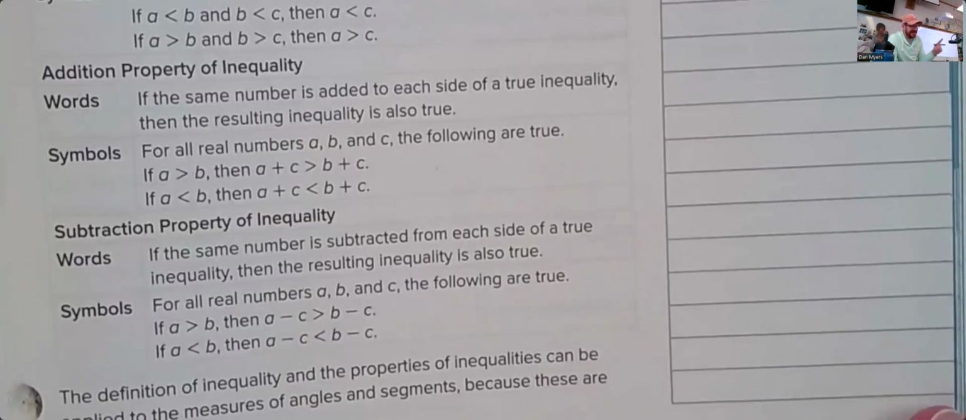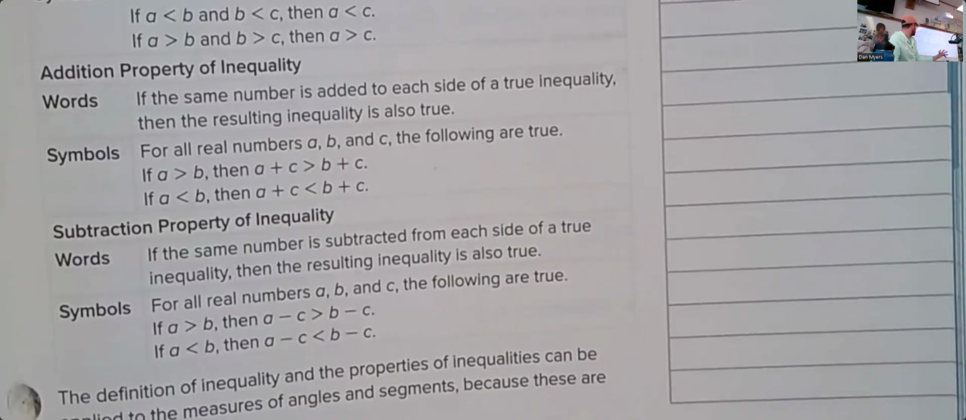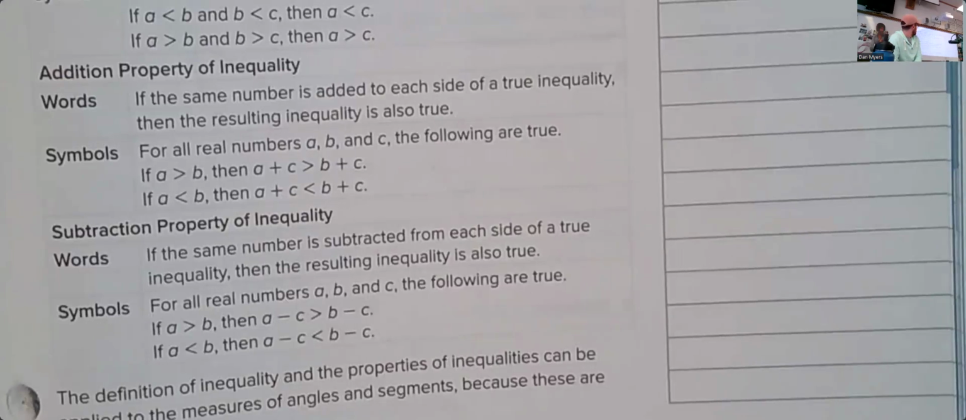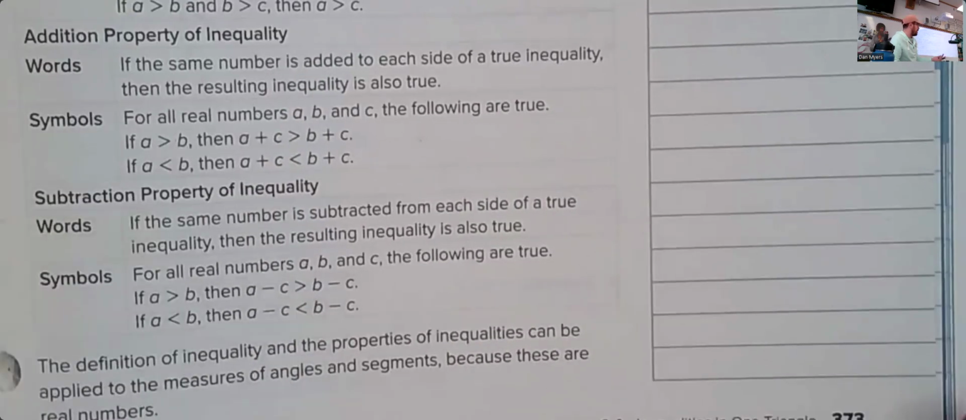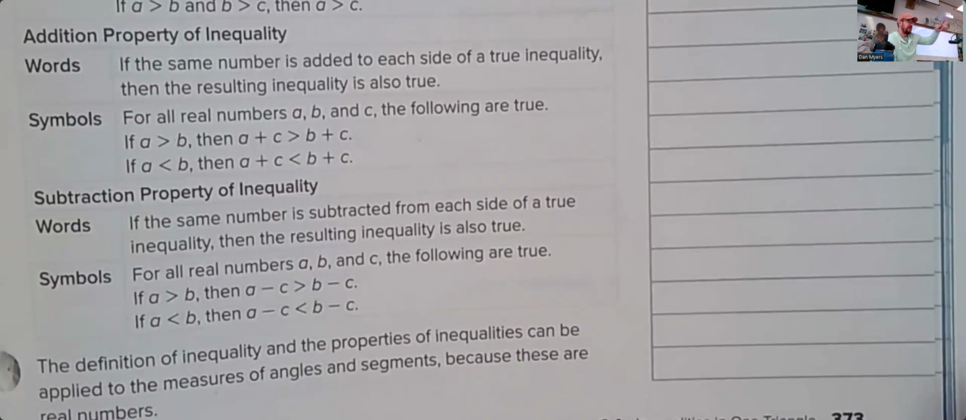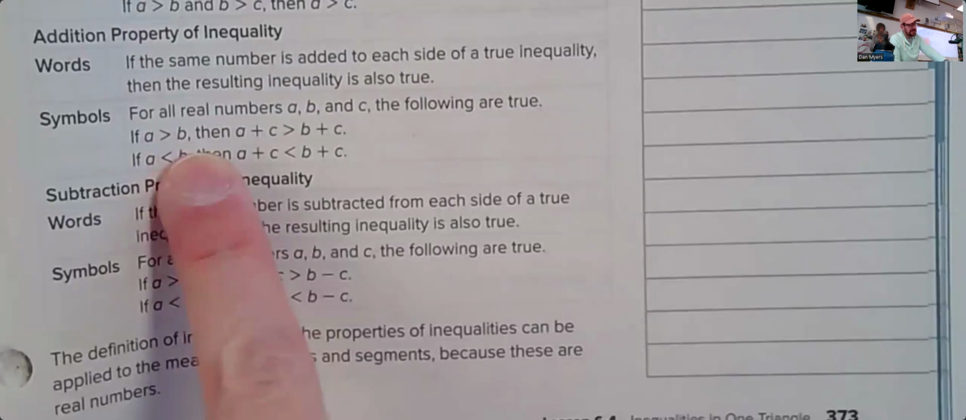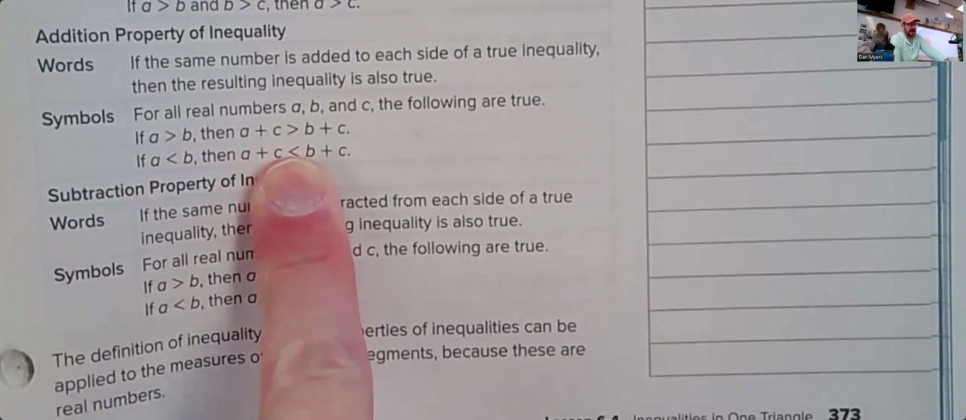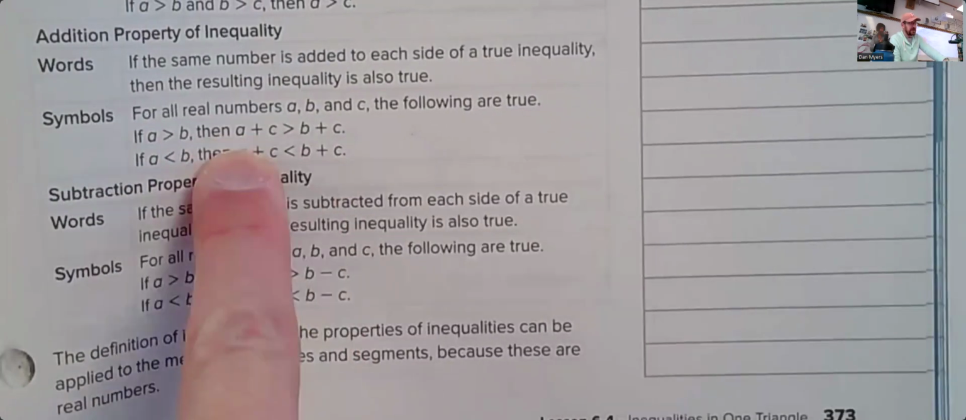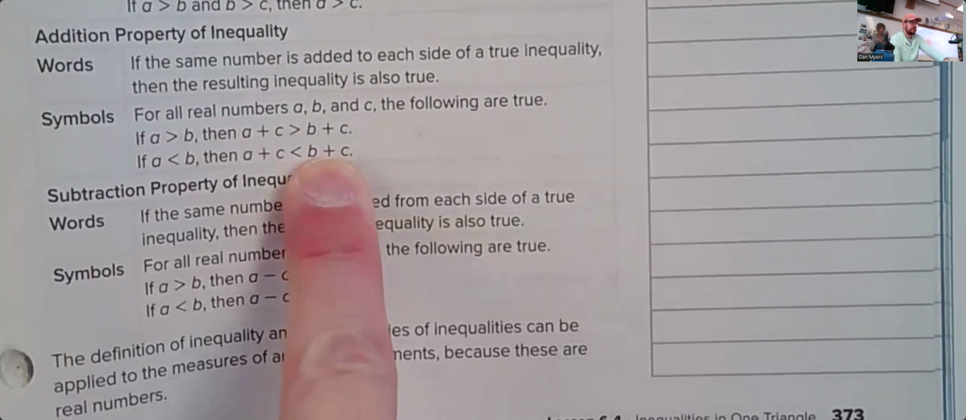Addition property of inequality, not addition property of equality. But the interesting thing is, the addition property of inequality works the same as the addition property of equality. The addition property of equality said if you have two numbers that are the same, they will remain the same if you add the same thing to both of them, which makes sense. This one is saying if you have one number larger than another, and you add the same thing to both sides, then this side will still be greater than that side, which makes sense.